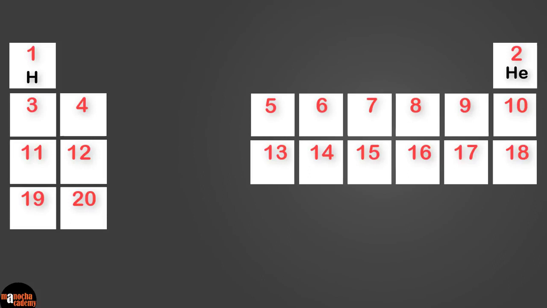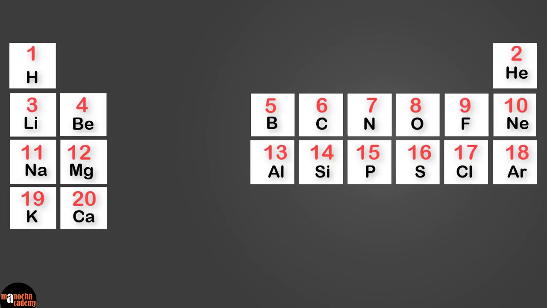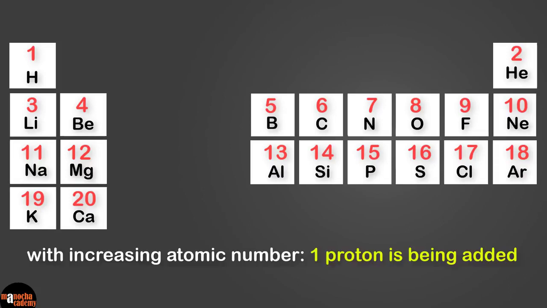So there we have lithium, beryllium, boron, carbon, nitrogen, oxygen, fluorine and neon. And I want you to fill up all the way till element number 20. So that is till calcium. With every element that you filled in here, the atomic number is increasing by 1. So what does that mean? 1 extra proton is being added in the nucleus.